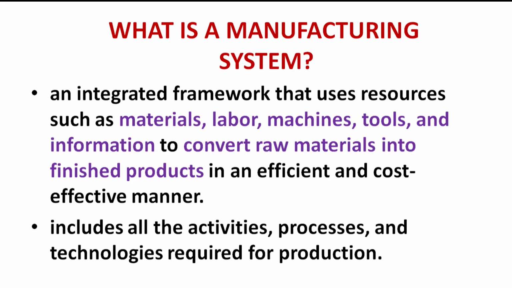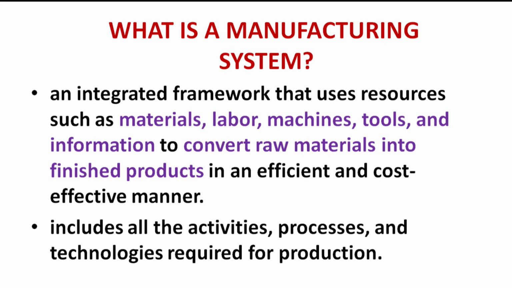Before starting, let us first understand what is manufacturing system. Manufacturing system is a place where all the man, material, machine, information come together at one place to convert the raw material or the input to the finished products in an efficient and cost effective manner. It includes all the activities.